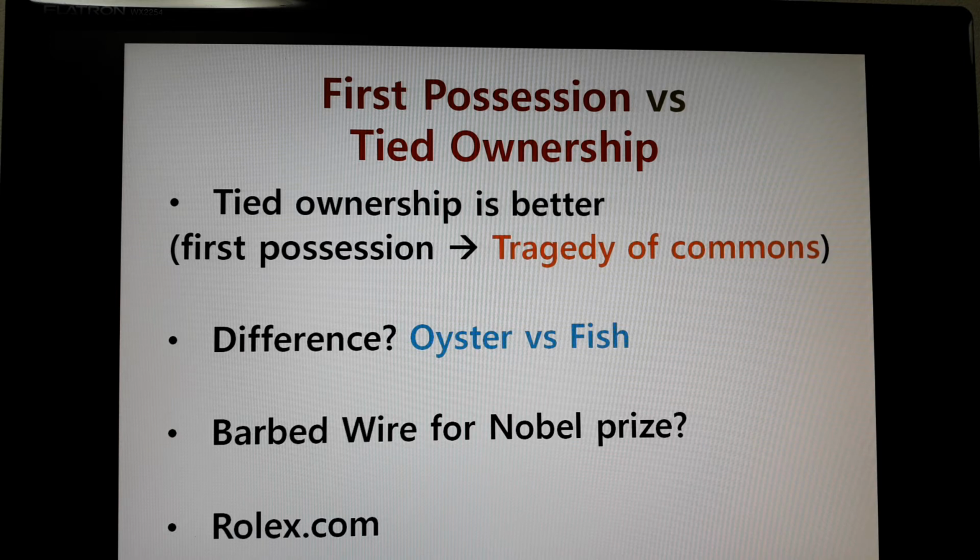So the first possession rule is very inefficient. We call it the tragedy of the commons. Why? You understand a lot of fish around Korea and around America is gone. The cod in the eastern coastal area of America was very abundant, not anymore because of overfishing. In Korea, we had a lot of squid and crab on the western coastal area, but not only Koreans, lots of Chinese fishermen come in to catch them. So the crabs and many fishes are gone. That is the tragedy of the commons.